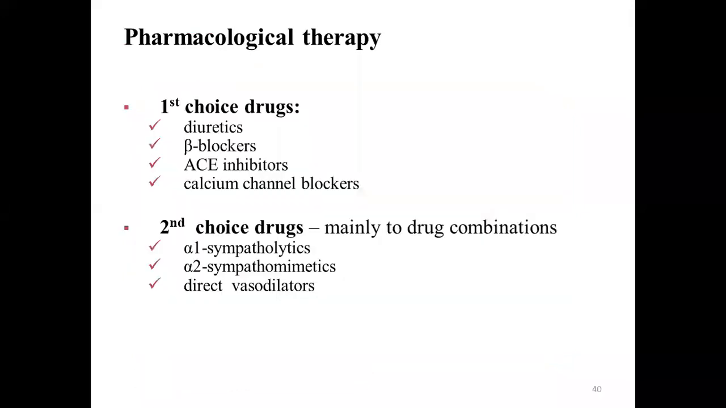When you look at the pharmacological therapy of antihypertensive medication, the first choices, according to guidelines, are diuretics, beta blockers, ACE inhibitors, and calcium channel blockers. If you see most of the patients, they are on diuretics, ACE inhibitors, calcium channel blockers, or combination therapy. They cannot move beyond these unless they develop resistance.